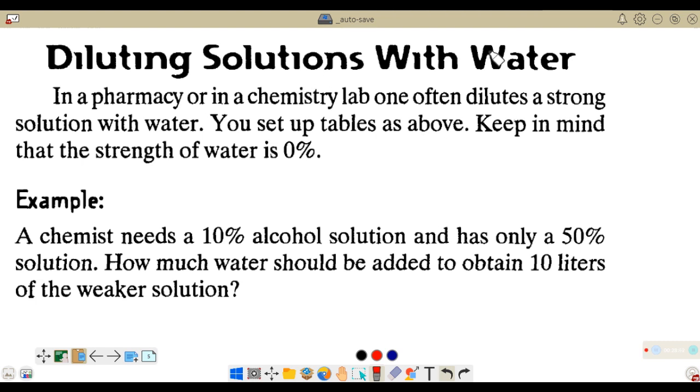So, diluting solutions with water. In a pharmacy or in a chemistry lab, one often dilutes a strong solution with water. You set up tables, just like what we did before sa vinegar problem. And keep in mind that the strength of water is 0%. Okay, so this is our sample problem. A chemist needs a 10% alcohol solution and has only a 50% solution. How much water should be added to obtain 10 liters of the weaker solution? Okay. Lagay tayo ng space, tapos set up tayo ng table.